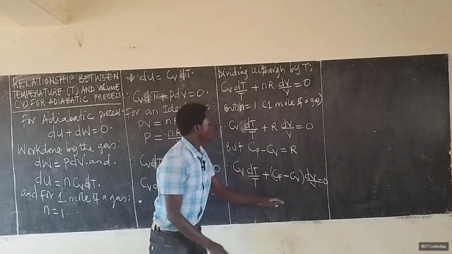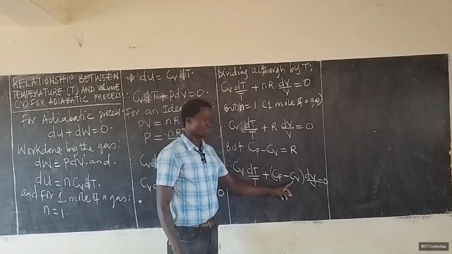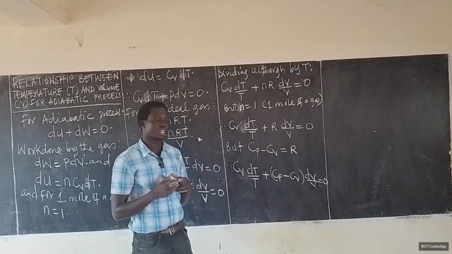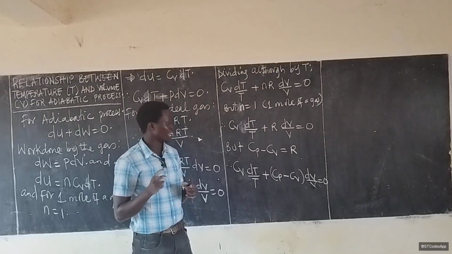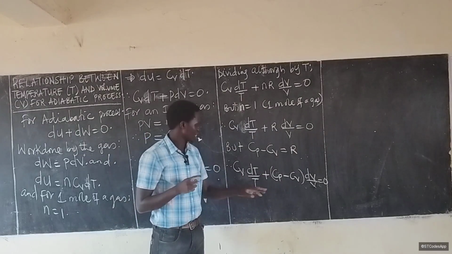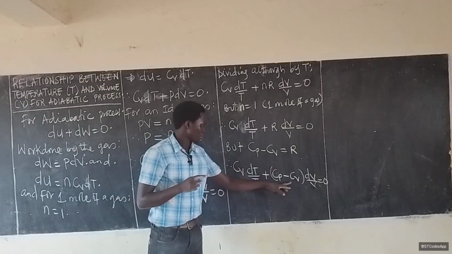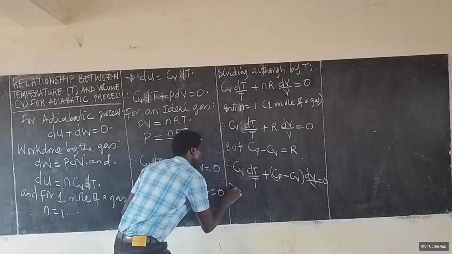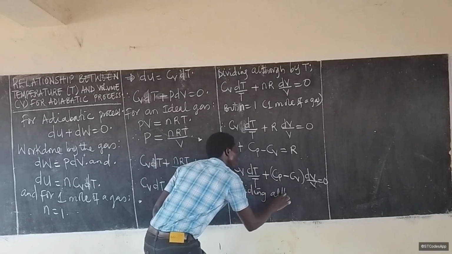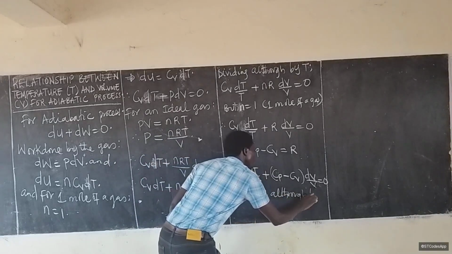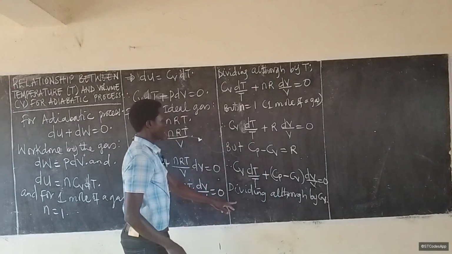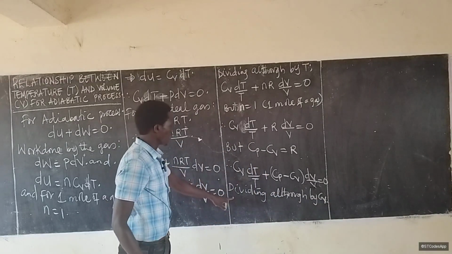So from this stage, I am also going to divide, because I want to come out with what we call the ratio of the principal molar heat capacities, which is Cp over Cv. And the only way I can do that is by dividing all through by Cv, like that.